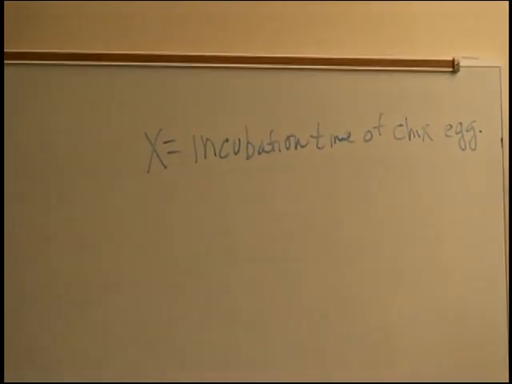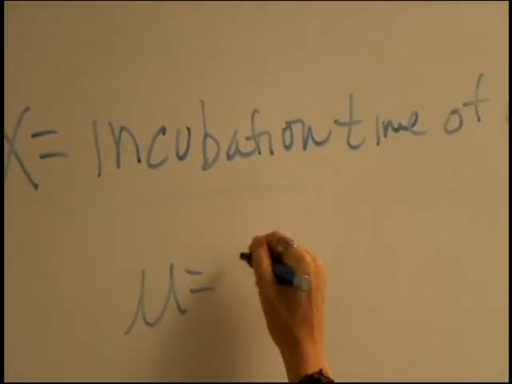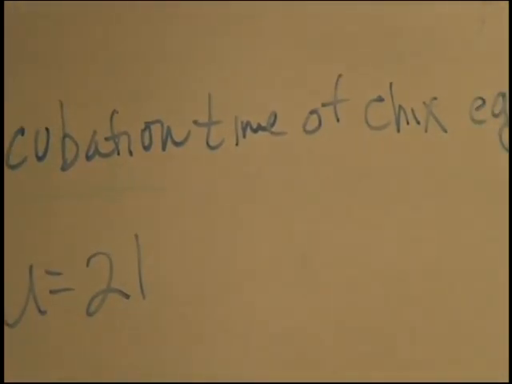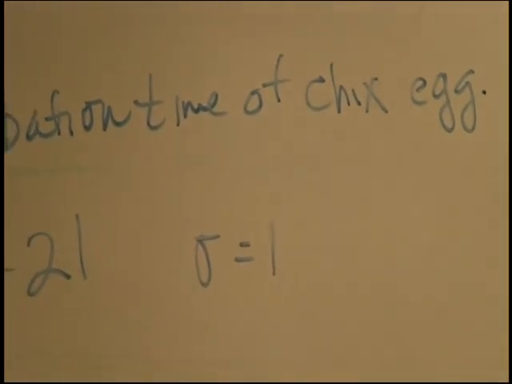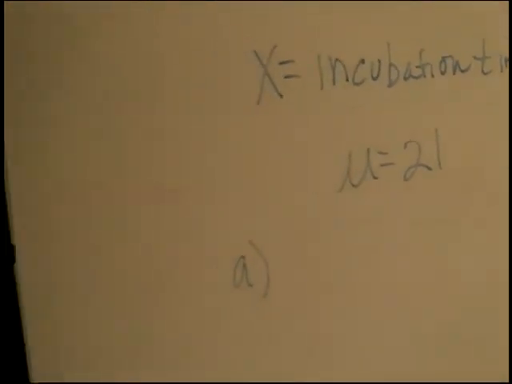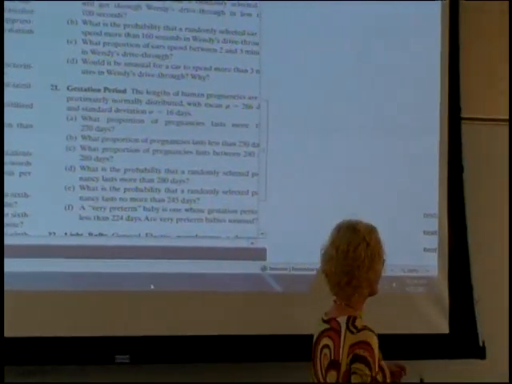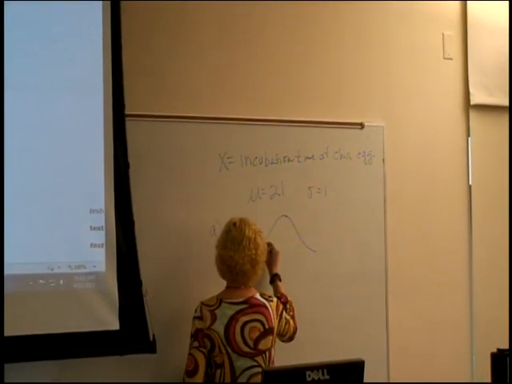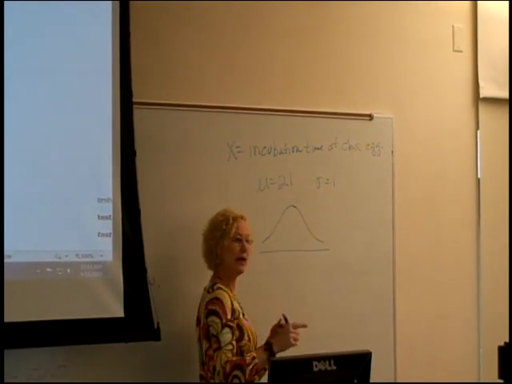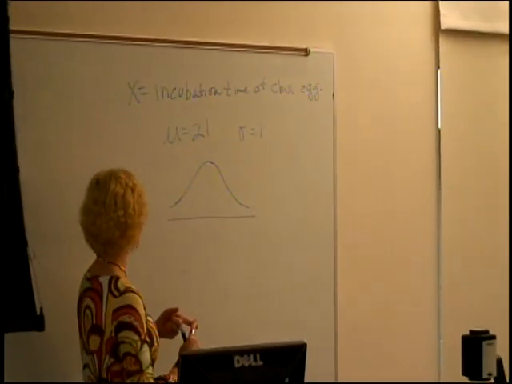We use restaurant notation for chicken there. These eggs have a mean incubation time of 21 days, standard deviation of 1 day. In part A, we want the probability that a randomly selected fertilized chicken egg hatches in less than 20 days. Remember that area and probability are one and the same.